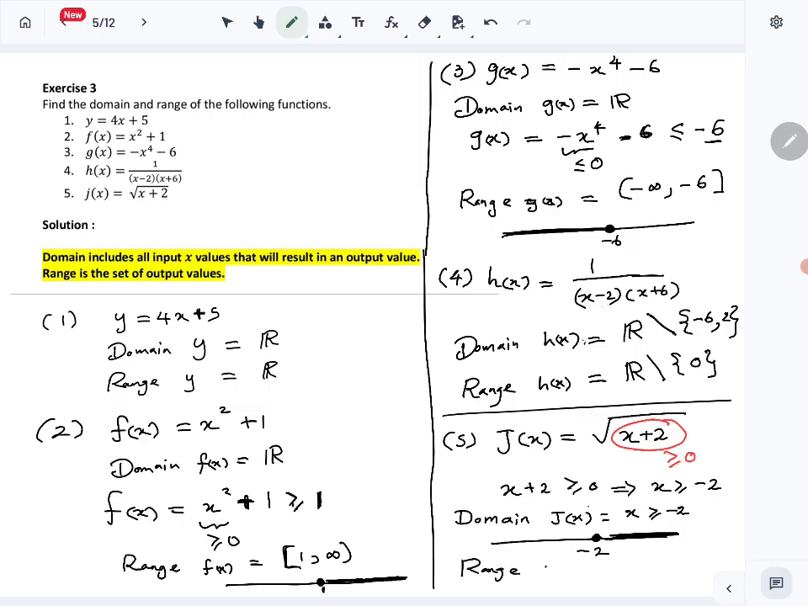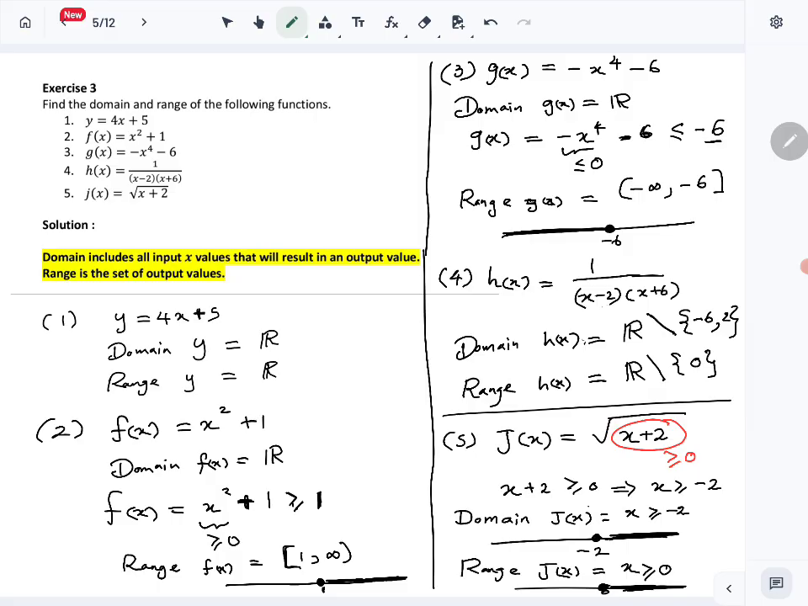And the range is what? So what is the smallest value you can create? Put minus 2, the smallest domain value. Then you can get 0 as the smallest value. Anything greater than 0 is the range, including 0. So y greater than or equal to 0 is the range. So everything to the right of 0.